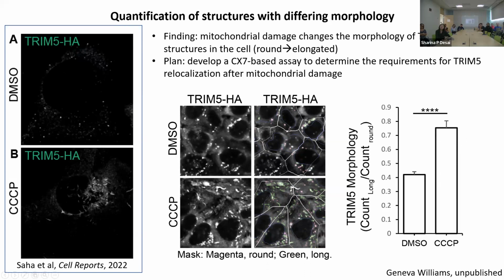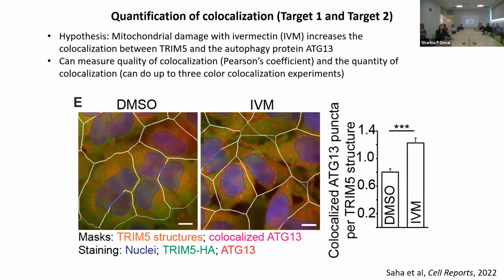And so this became a useful assay. We thought that we could use this to identify the factors leading to this relocalization of TRIM5 into these elongated structures at ER mitochondrial contact sites. Okay, so everything I've shown you now has been one target.